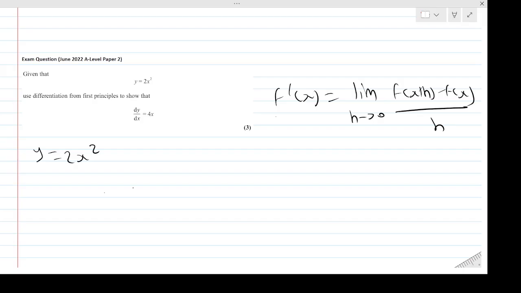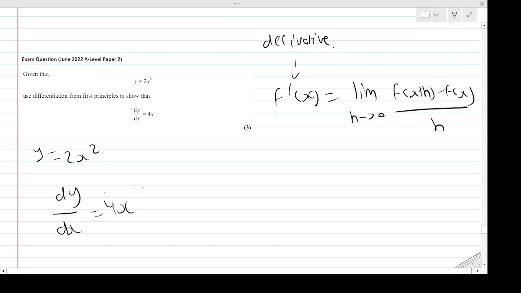We're told to use first principles to show that this expression, dy over dx, is equal to 4x. Now, I already spoke about this notation here, f dash of x, or f apostrophe, meaning the gradient function or the derivative of the function. So it tells me the gradient of my function. This notation here, dy dx, is the same thing. We can use either f dash of x or dy dx.